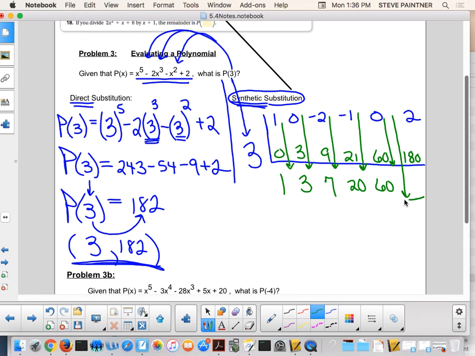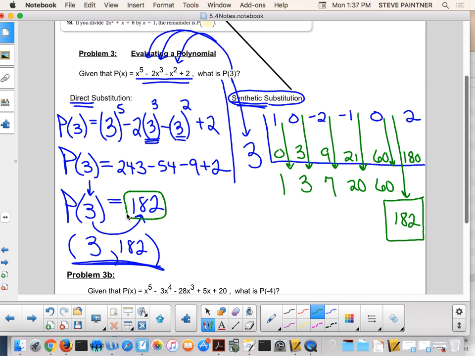So what was the last number? 360. The last number is what? 82. Add now. Not multiply. 182. Look here.